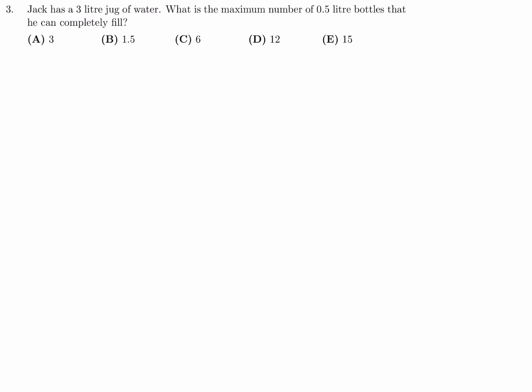Jack has a 3-liter jug of water. What is the maximum number of 0.5-liter bottles that he can completely fill? 3 liters divided by 0.5 liters will give me the answer to this question, and that is 6. So he can fill 6 0.5-liter bottles with 3 liters of water. So number 3, the answer is C.